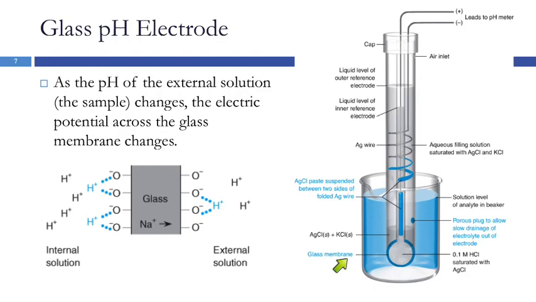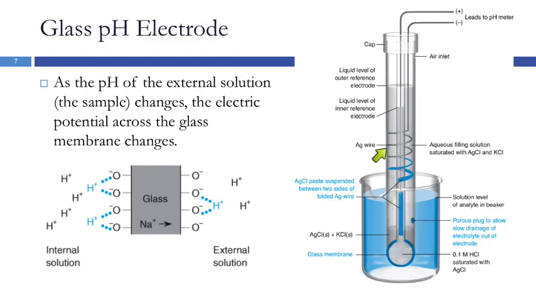So here's a schematic of the glass pH electrode. They are not all the same, but they operate on the same idea. So here we have this glass membrane. Inside the glass membrane is a 0.1 molar HCl solution that's saturated with silver chloride. And then we have solid silver chloride paste between two sides of a folded silver wire. So that functions as a silver-silver chloride electrode. So that's one of the half cells. It's connected not through a salt bridge, but through a porous plug, through the solution that you put the electrode into, the analyte solution, to the outer electrode.